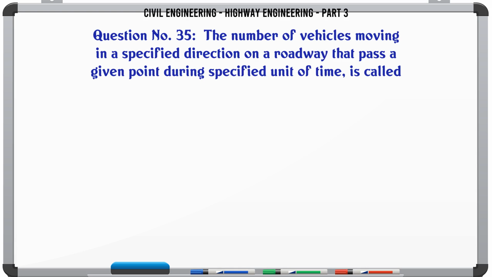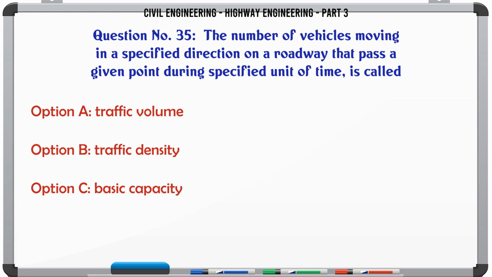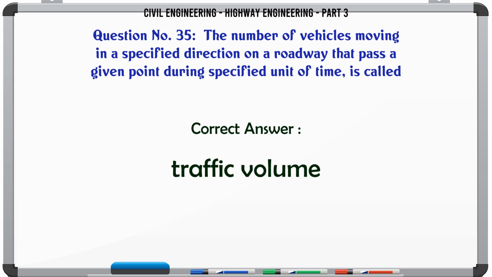The number of vehicles moving in a specified direction on a roadway that pass a given point during specified unit of time is called A. traffic volume, B. traffic density, C. basic capacity, D. traffic capacity. The correct answer is traffic volume.